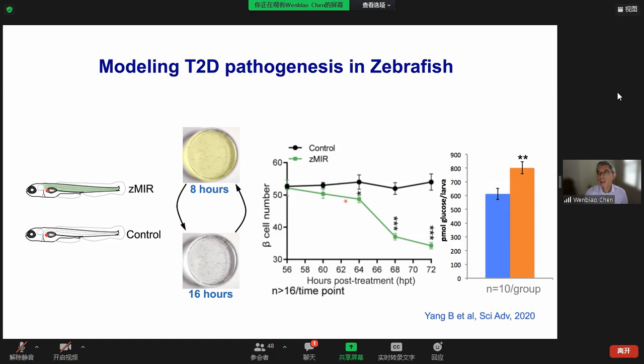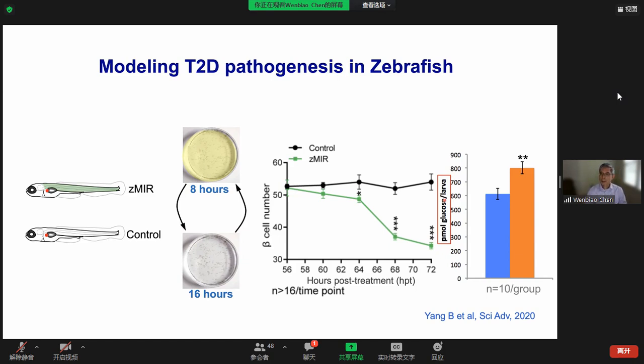diabetic. And I want to clarify here that we cannot measure blood glucose in a small zebrafish. What we are measuring is the total free glucose in the larva. We just grind the whole larva up and measure the glucose. And we think most of those are extracellular glucose because most of the intracellular glucose is phosphorylated, which cannot be measured using this method.